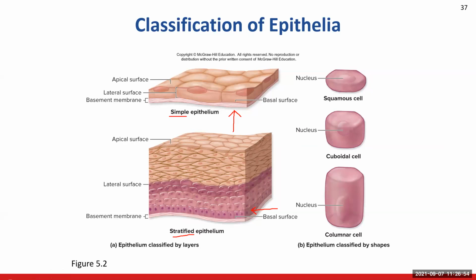No. This is how you name stratified epithelium. I repeat, this is how you name stratified epithelium. You name it after the cell type on the apical surface. So you look at the apical surface and you see that the cells there are squamous in shape, they're flattened. That's how you name that type of epithelium.